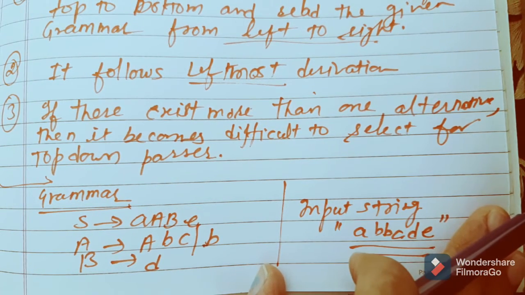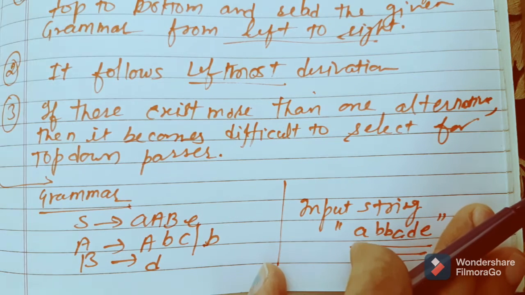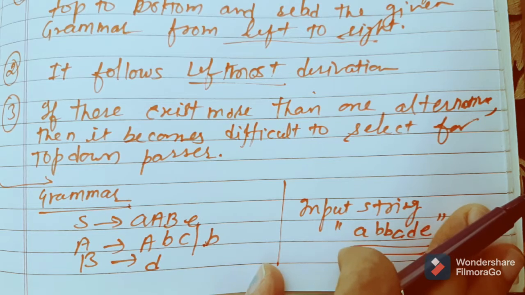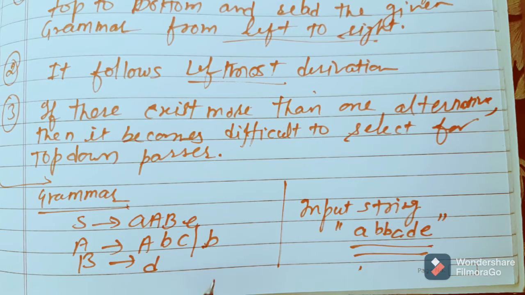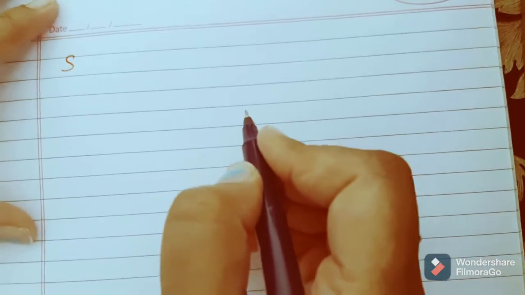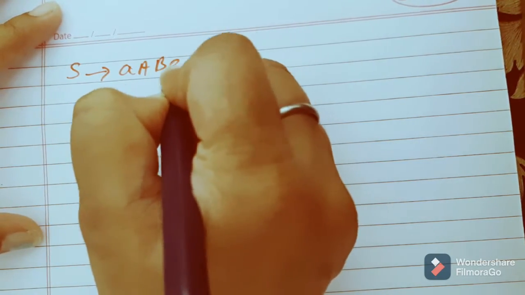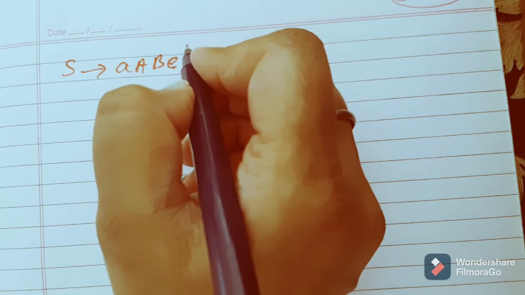As I know very well, the string is read from left to right and the derivation is leftmost derivation. So I will take help of only top-down derivation, and the parse tree I will build from top to bottom. Now I will start with the starting symbol. Starting symbol here is S tends to A, B, E. This is the starting symbol and this is given to us.